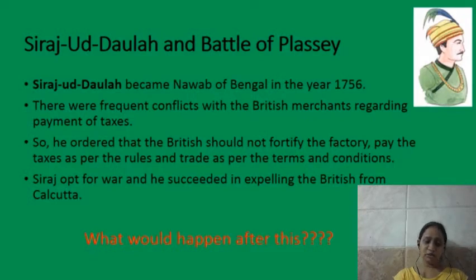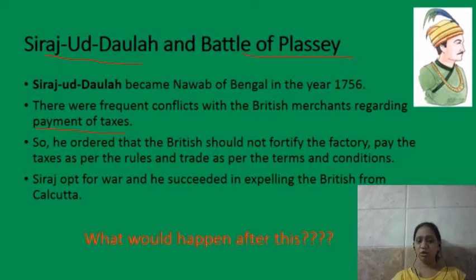And the major battle which was fought between Siraj-Ud-Daulah and the British East India Company is the Battle of Plassey. Siraj-Ud-Daulah became the Nawab of Bengal in the year 1756. There was frequent conflict between the British merchants regarding the payment of the taxes. और Siraj-Ud-Daulah और British merchant के बीच में periodically there was a conflict regarding the payment of the taxes.